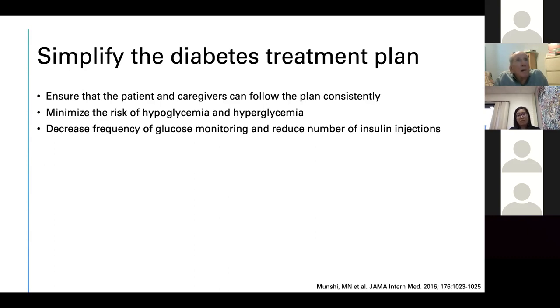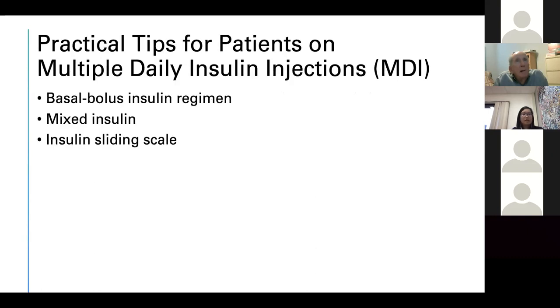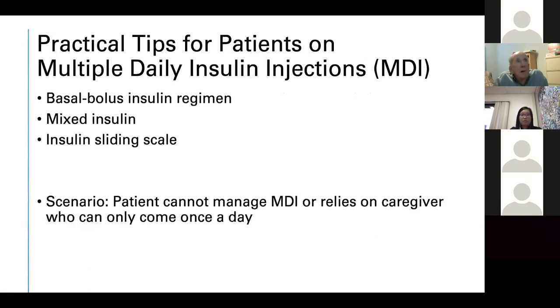But I think that one of the areas of challenge for patients with diabetes and cognitive dysfunction is when they're on insulin. When I think about insulin, there are multiple daily insulin injections that these patients can be on, either a basal bolus insulin regimen, mixed insulin, insulin sliding scale, or a combination of the above. A typical scenario that you may encounter is that the patient cannot manage multiple daily insulin injections, or they rely on a caregiver that can only come once a day.